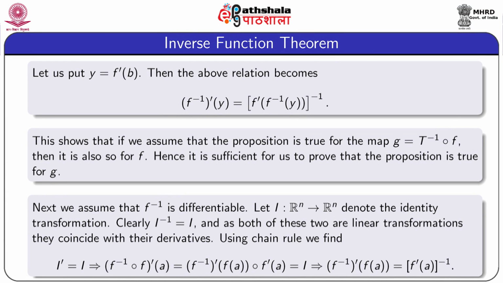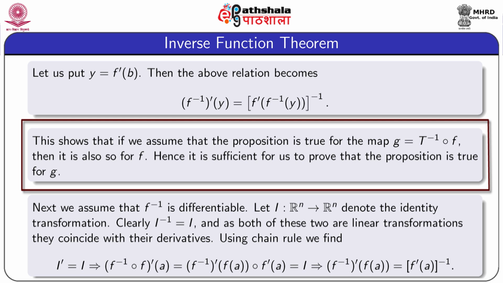In the above relation we put y is equal to F dash B. So, the above relation becomes derivative of F inverse at y equals inverse of F dash at F inverse y. This shows that if we assume that the proposition is true for the map G equal to T inverse compose F, then it is also so for F. Hence, it is sufficient for us to prove that the proposition is true for the map G.